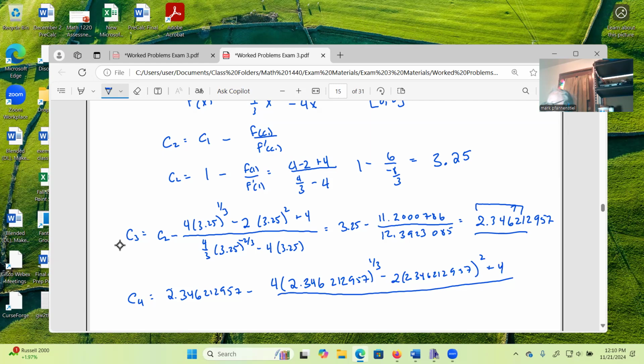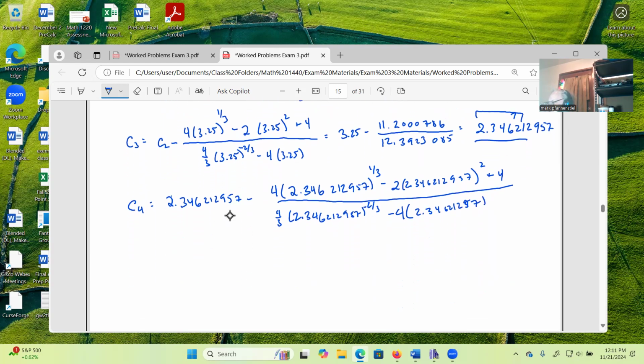So this is 4/3, and we had 2.346212957 raised to the negative 2/3 power. Be careful with parentheses here. Minus 4 times 2.346212957. Okay, I went through and evaluated all of these things. So let's see what I end up with at the end here.